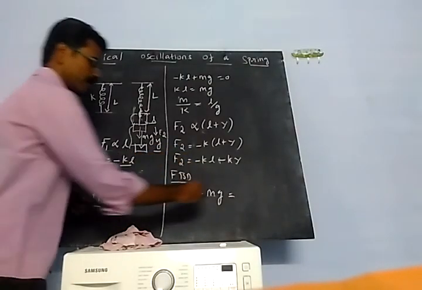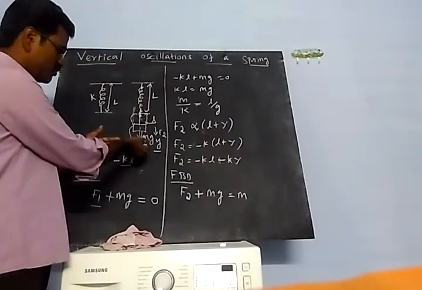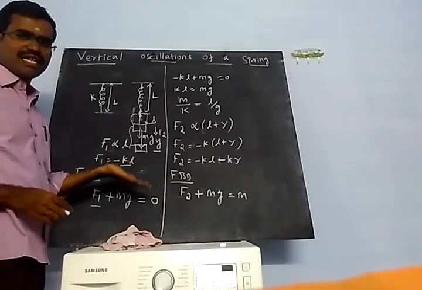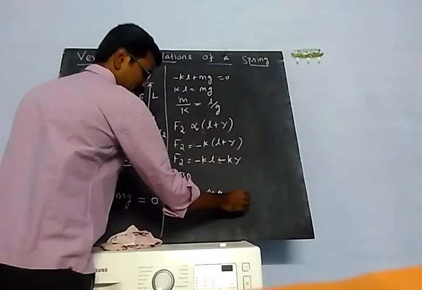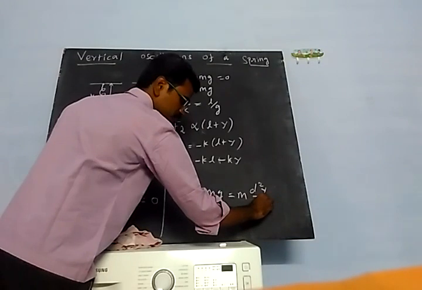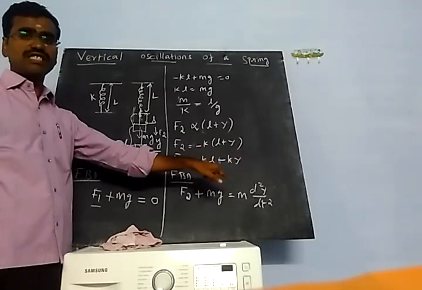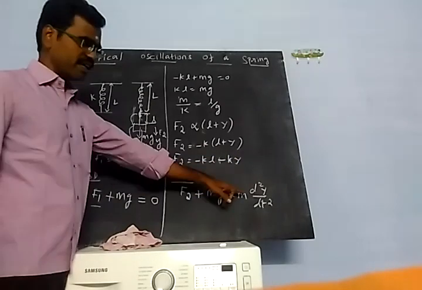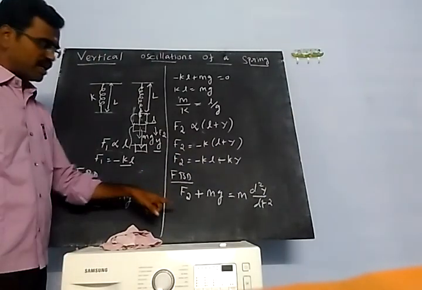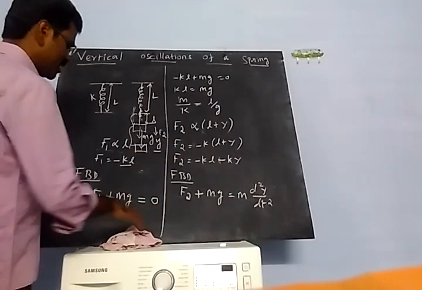law, ma. Here the acceleration, because it will be displaced some distance from this place to this place. So that acceleration is m d squared y by dt squared. So for ma, you have to define dv by dt, then v is defined as dy by dt. Yeah, a is also equal to d squared y by dt squared. Do you understand? So F2 plus mg is equal to m d squared y by dt squared.